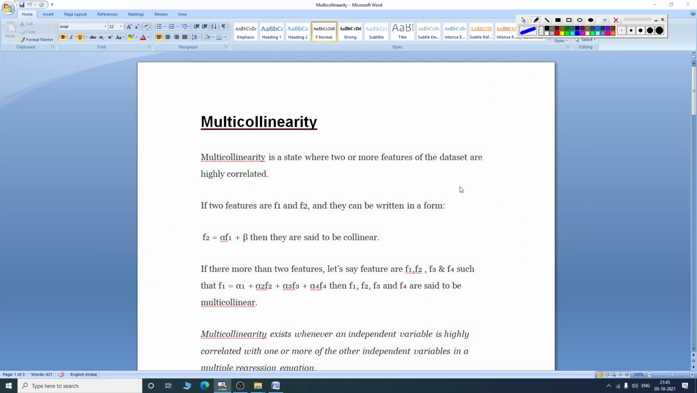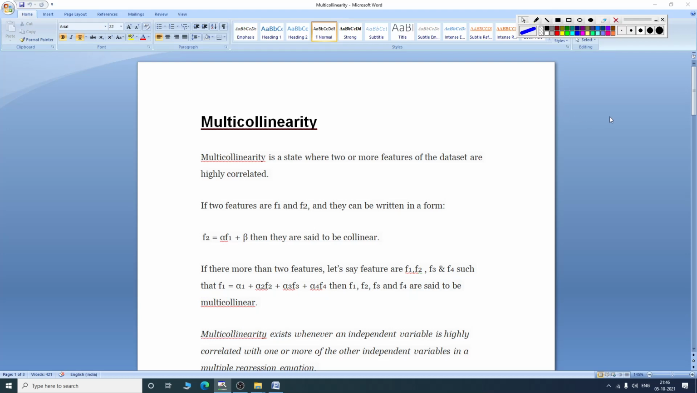So let's say we have features like f1, f2, f3 and f4. If f1 can be written as alpha 1 plus alpha 2 f2 plus alpha 3 f3 plus alpha 4 f4, we can say that f1, f2, f3 and f4 are multicollinear. So this is the concept of multicollinearity.